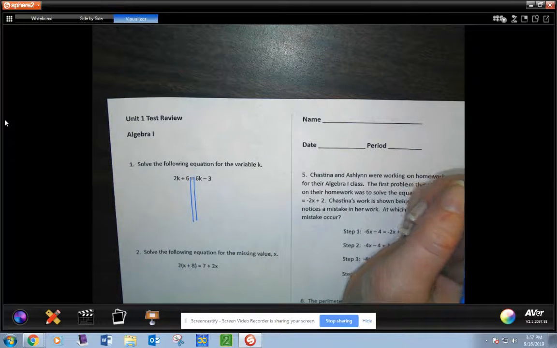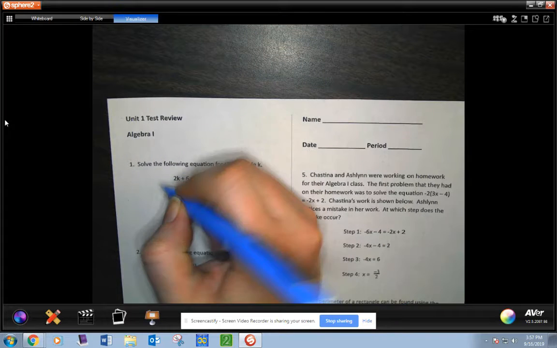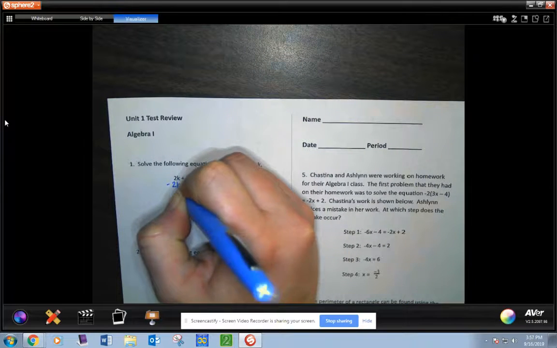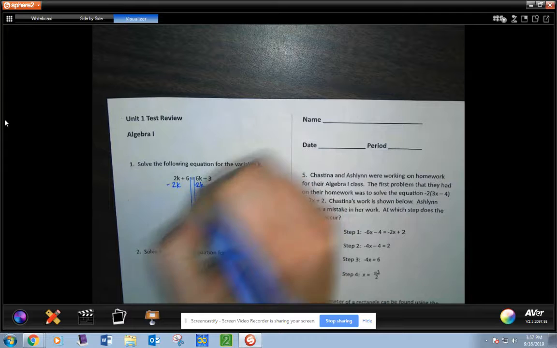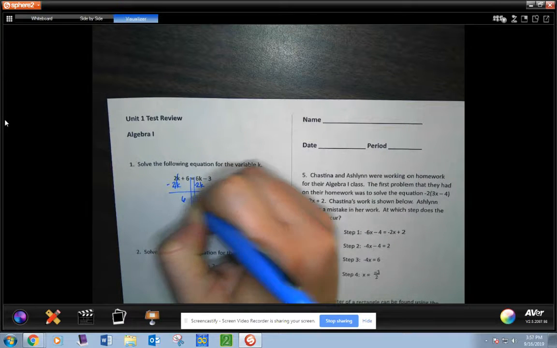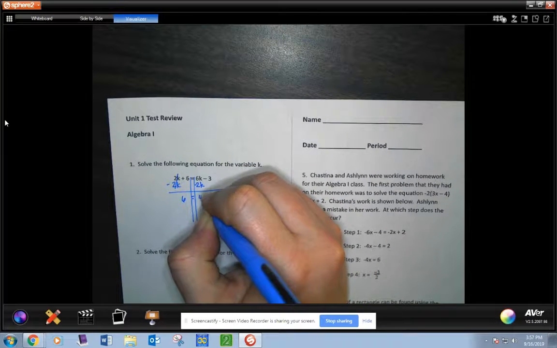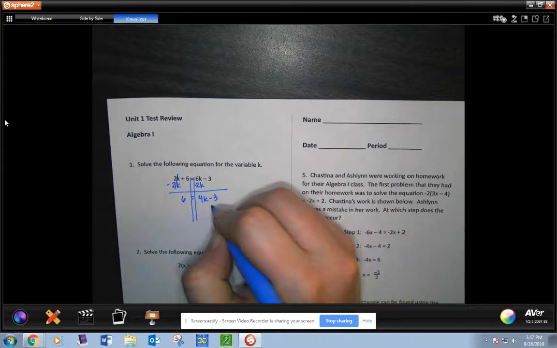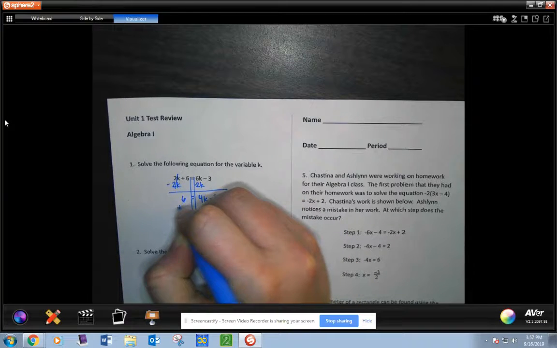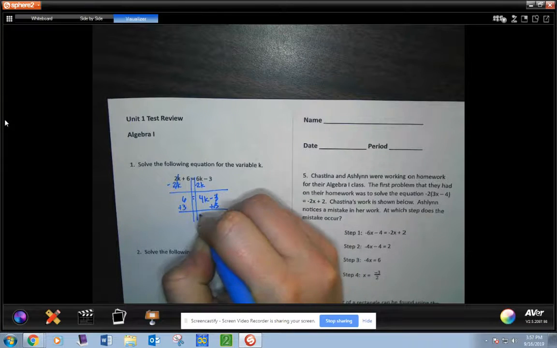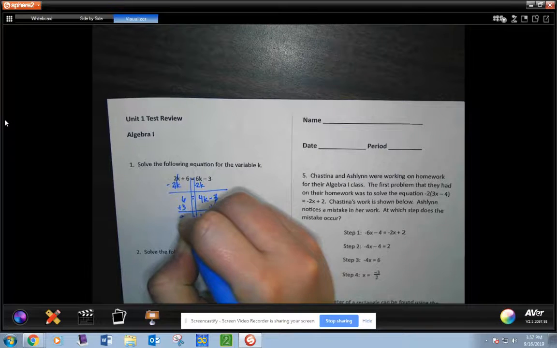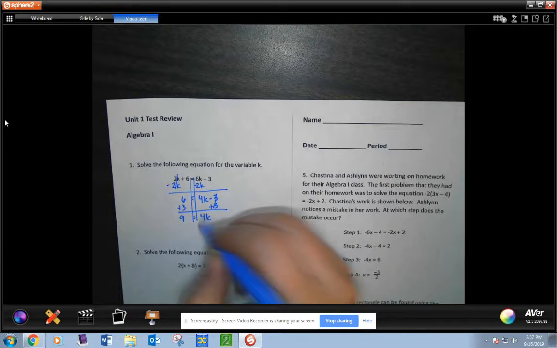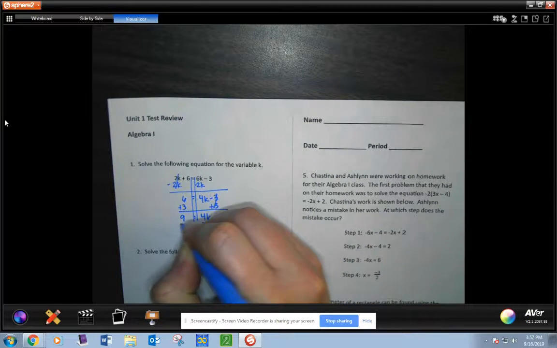Step 3 is to move the smaller variable. Well, the smaller variable is 2k, so we're going to move it by changing its sign. We just subtract it, and that gives me 6 equals 4k minus 3. Okay, step 4 is to add or subtract the constant, so I'm going to plus the 3. That leaves me with 4k, and now I have equals 9. And to get k by itself, I just divide by 4.